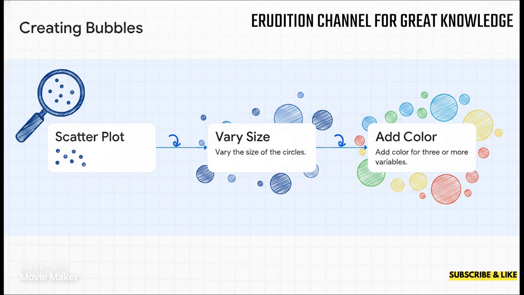It's a simple 3-step process. Step 1, you start with your standard scatter plot. Step 2, you vary the size of the circles based on a third variable. And step 3, you add color to represent even more variables. Suddenly, boom, you've upgraded to a dynamic bubble chart.